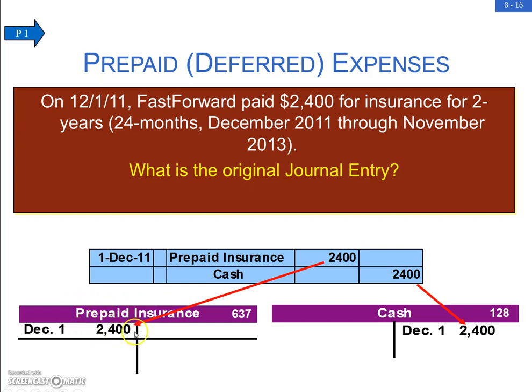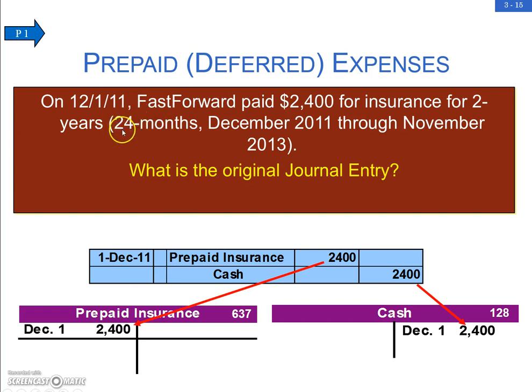Owns a $2,400 asset now that will provide our company some benefits in the future. On December 1st, that's true. We own an asset called prepaid insurance that's worth $2,400, right? Basically $2,400 for 24 months.